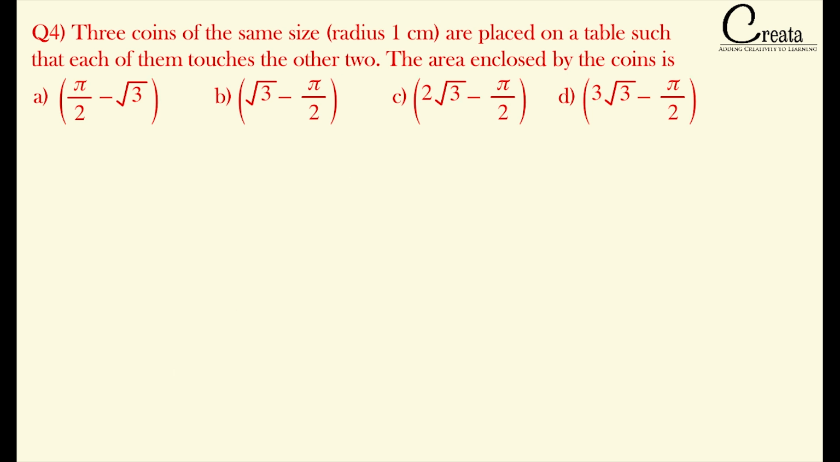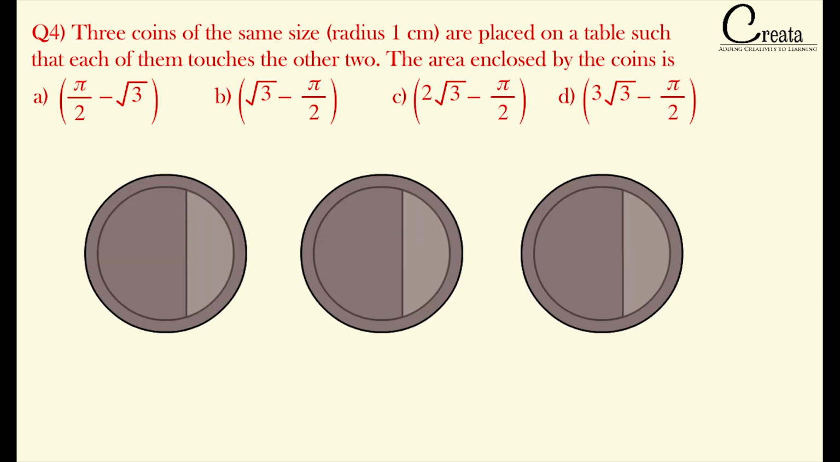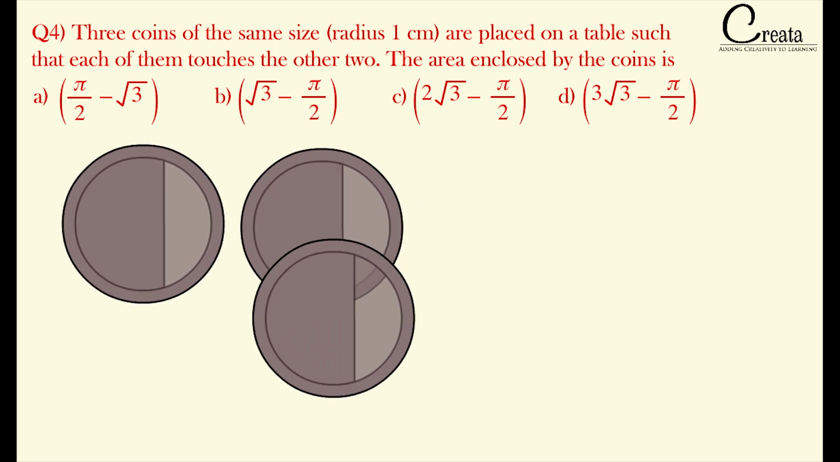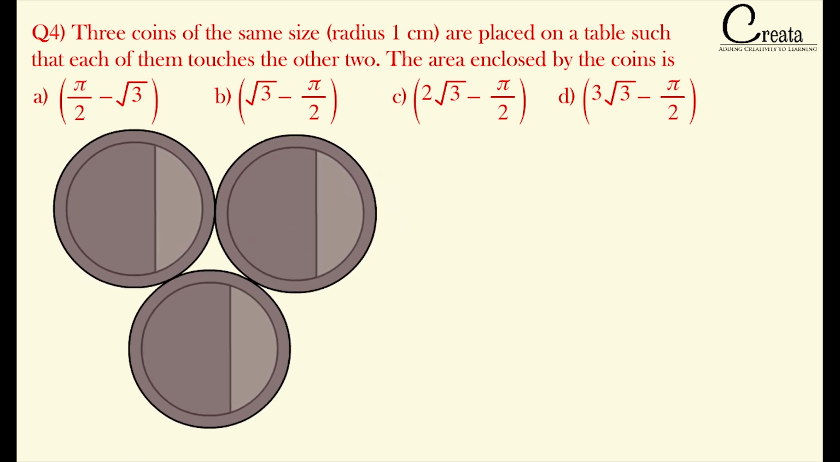Okay, our first step, we will observe and visualize this question. This question is talking about 3 coins of radius 1 cm which are placed on a table such that each of them touches each other. These are the 3 coins. These 3 coins are touching each other and the radius of these 3 coins is given as 1 cm. And in this question we have to calculate the enclosed area, that is this shaded area. Got it? So let's approach the question.